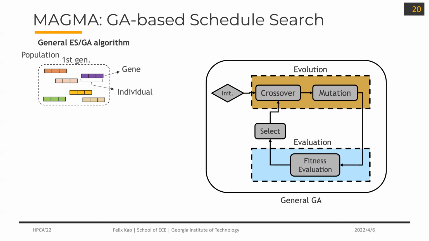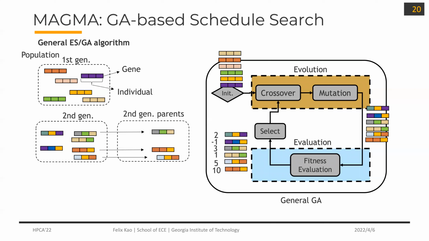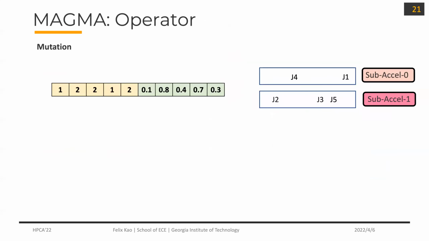At the start, you will initialize a population. There are multiple individuals in a population. Each individual has multiple genes. Then we use some operators like crossover and mutation to perturb their genes, evaluate them with the cost model, and select the good ones as the parents of the next generation. And then start all over again, iterating until the algorithm converges or reaches the runtime or sampling limit.